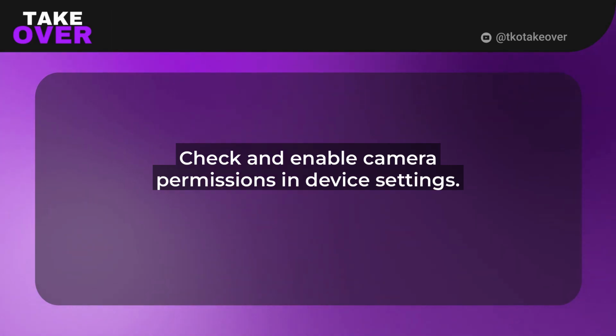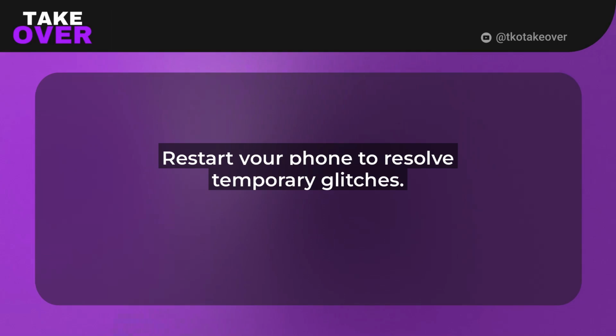Check your phone's camera permissions. Go to your device settings, find the Apps section, select Snapchat, and ensure that camera access is fully enabled. Sometimes, permissions get reset after an update.